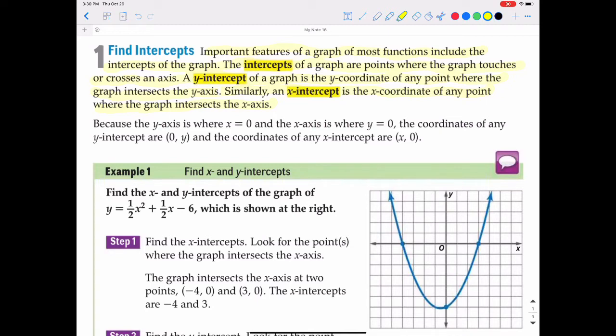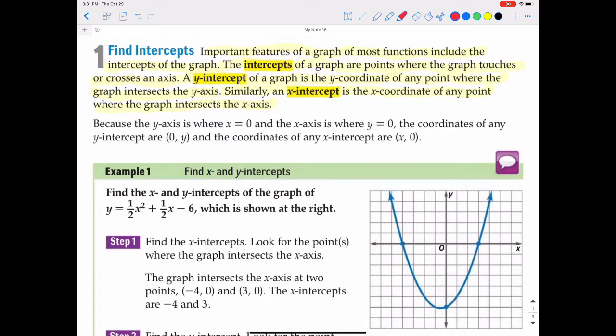So if we look at example number 1, it simply says find the x and y intercepts of the graph of y equals half x squared plus half x minus 6, which is shown at the right. Now, eventually we're going to learn how to graph that, but today we're just going to focus on how to read a graph and find the intercepts.